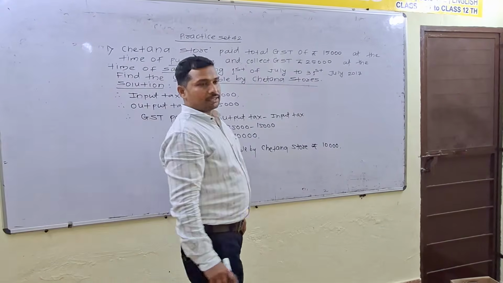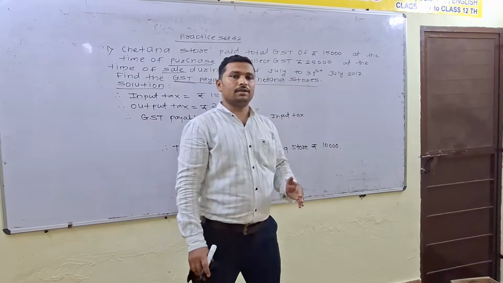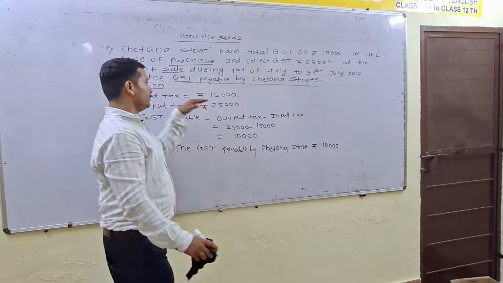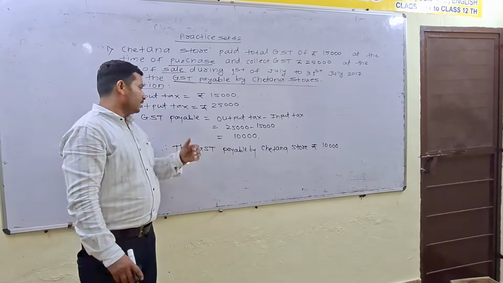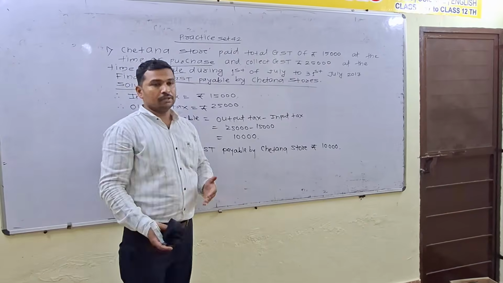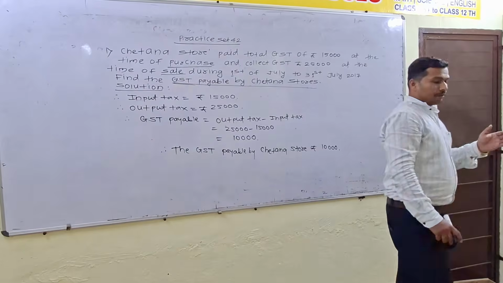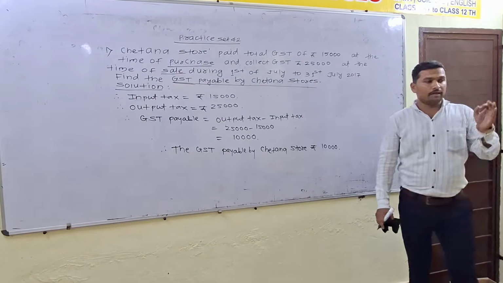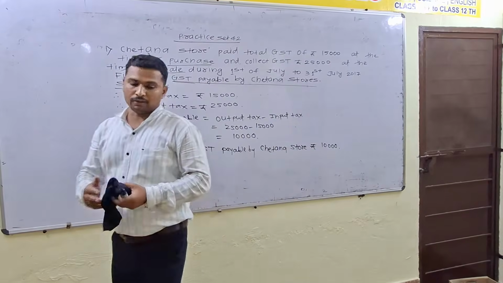Now in your board exam, sometimes only the values change. You will try to solve the example step by step. First write down the input tax. Second, write down the output tax. And last, the GST payable. So we know the GST payable formula is output tax minus input tax. Now write down question number 2.